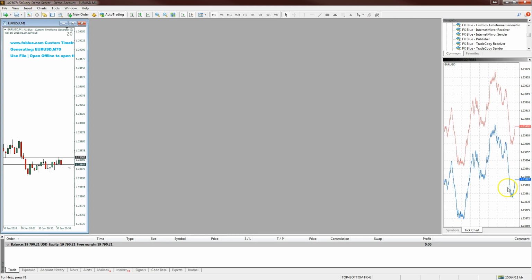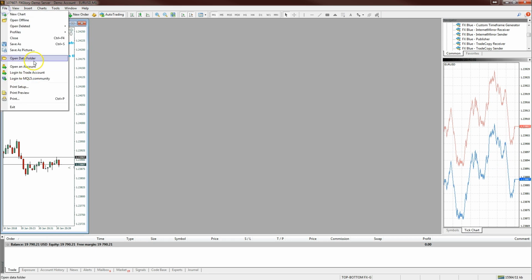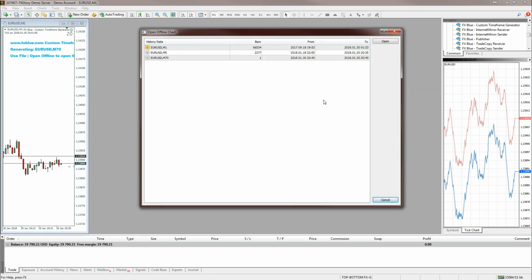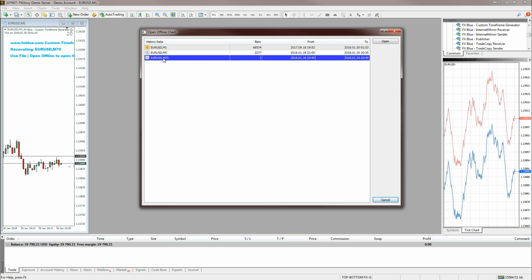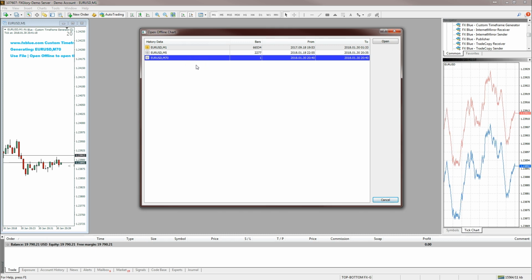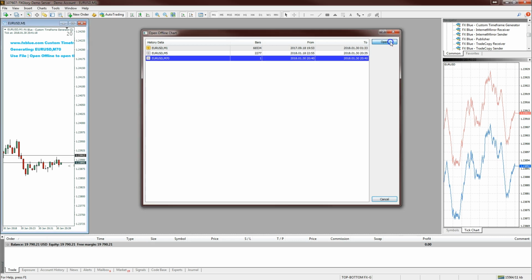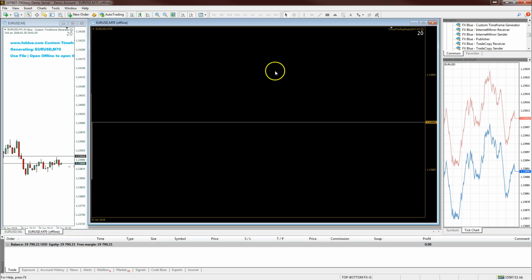How many ticks do you think we've had? Are you counting? I've lost count. Let's just see if it's there. Open offline. So there it is. So we've got the file then, which is M70, so it's like 70 minutes, but actually it's ticks, of course. I've cleaned up, there'll be loads of files in yours probably, but I've cleaned them all out to avoid confusion. So just click on open that, and this is what it looks like.